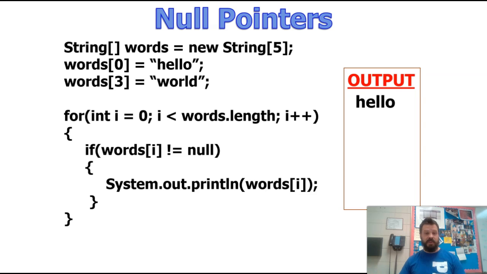So when I run this, it's going to print the hello at index 0. It's going to skip what's at index 1 because that is null, skip index 2 because it's null, and then print the world at index 3. Then it would skip the rest. Again, this will be a common conditional chunk of code. Anytime we're dealing with arrays of objects, we're going to want to check and make sure they're not null first, before we print them or do whatever other operation we want to do with them.